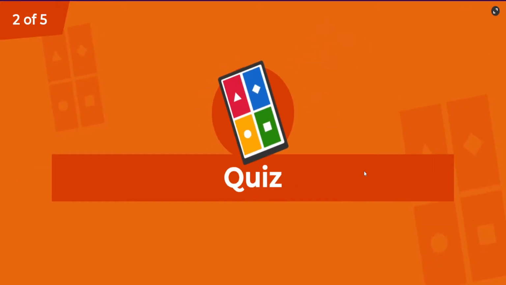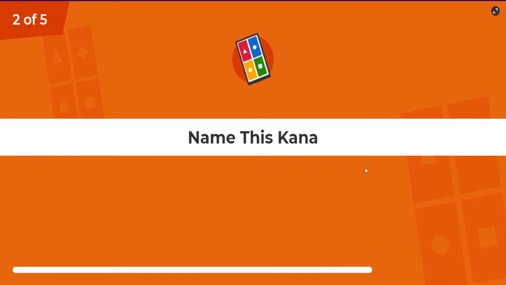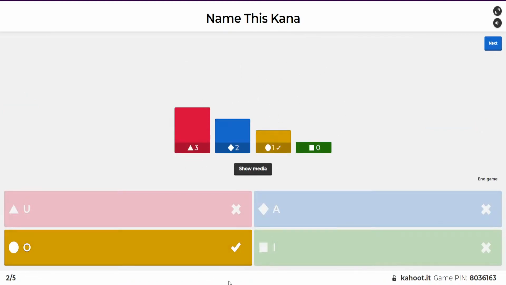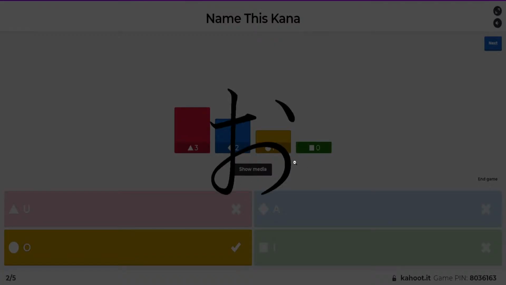Alright, next one. Sorry, I guess I should probably specify. Alright, what is this? The font is a little bit different on these. So they are the same kana, but they look slightly different. But they're basically the exact same. So what is this? Is it U? U, A, O, E. What is this one? It was O, because it has the two little O's.